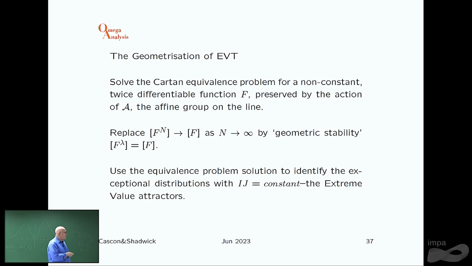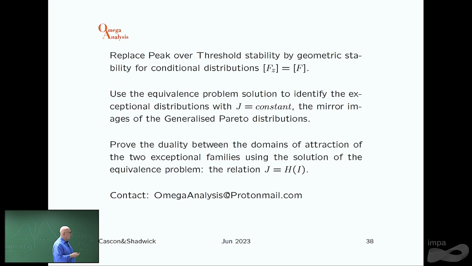Right? And then the solution of the equivalence problem for geometric stability pops out the extreme value attractors. So just as you don't have to know anything about surfaces to find a Gauss curvature, if you know the equivalence calculation, you don't need to know anything about extreme value theory to find the extreme value attractors. They're the exceptional cases, and the equivalence problem churns those out as a matter of fact. And then the second version, we did the same thing.